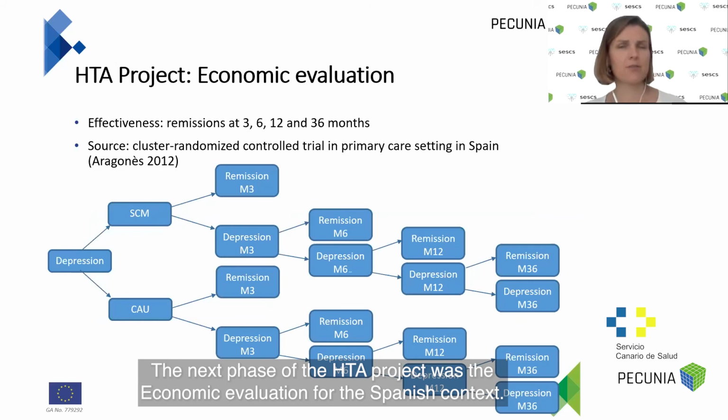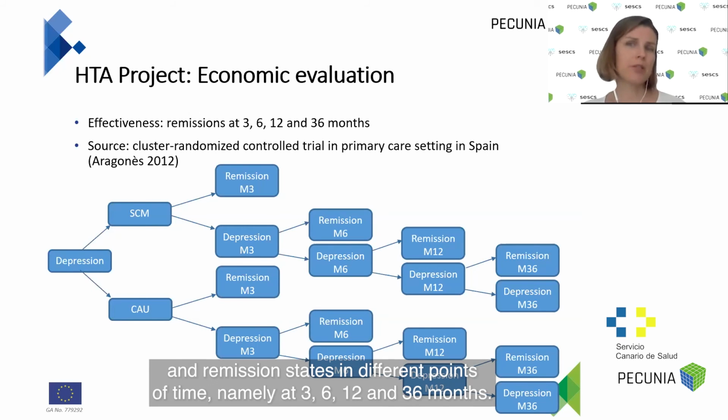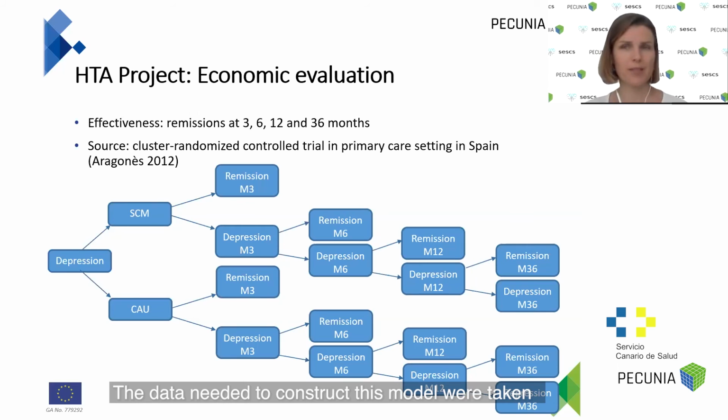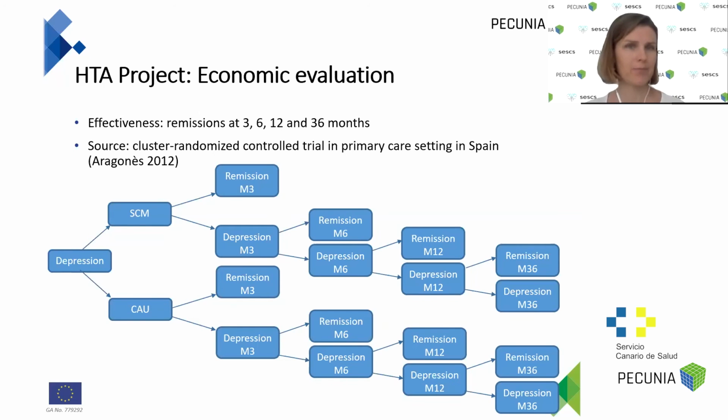The next phase of the HTA project was the economic evaluation for the Spanish context. We constructed a decision tree model which takes into account the depression and remission states at different points of time, namely at 3, 6, 12, and 36 months. The data needed to construct this model were taken from a randomized controlled trial in primary care settings in Spain.